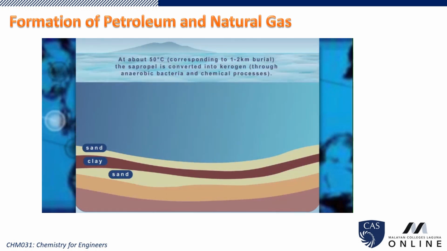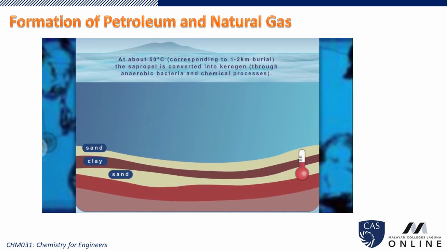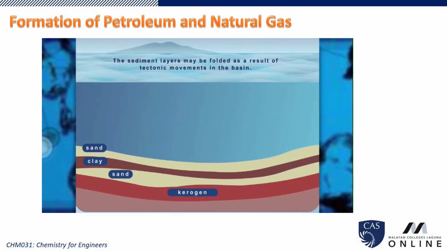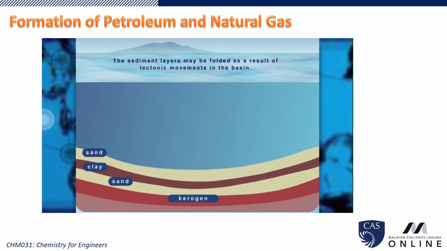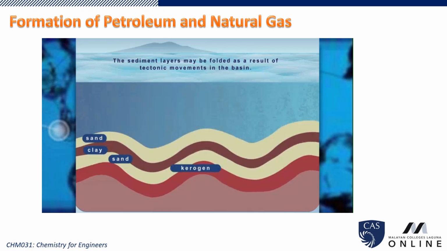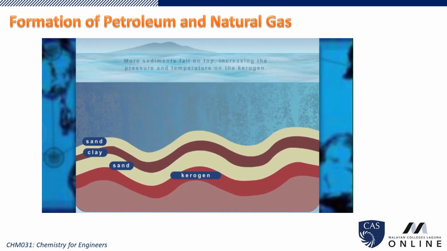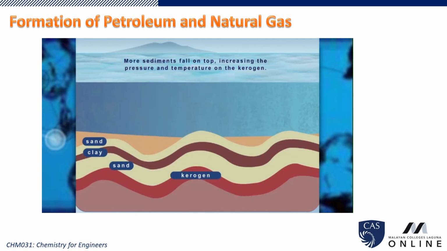At about 50 degrees centigrade, corresponding to 1 to 2 kilometres of burial, the sapropel is converted into kerogen through anaerobic bacteria and chemical processes. The sediment layers may be folded as a result of tectonic movements in the basin. More sediments fall on top, increasing the pressure and temperature on the kerogen.